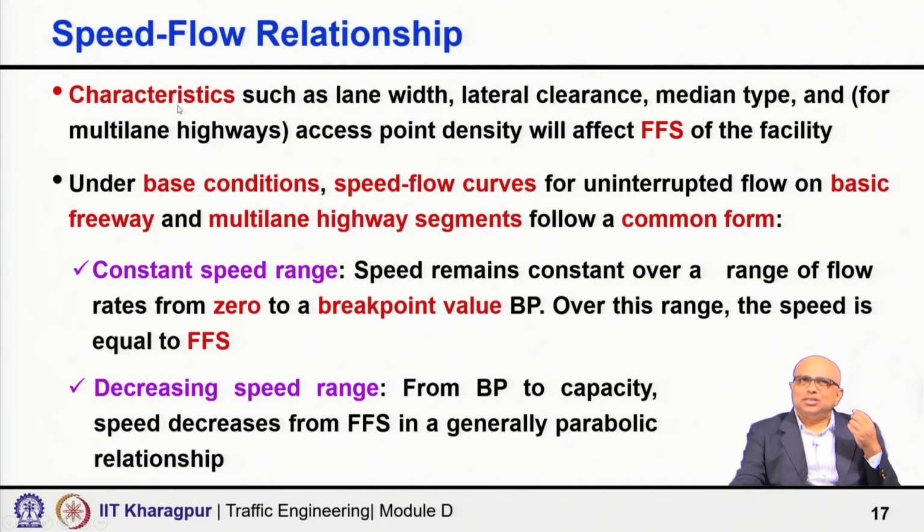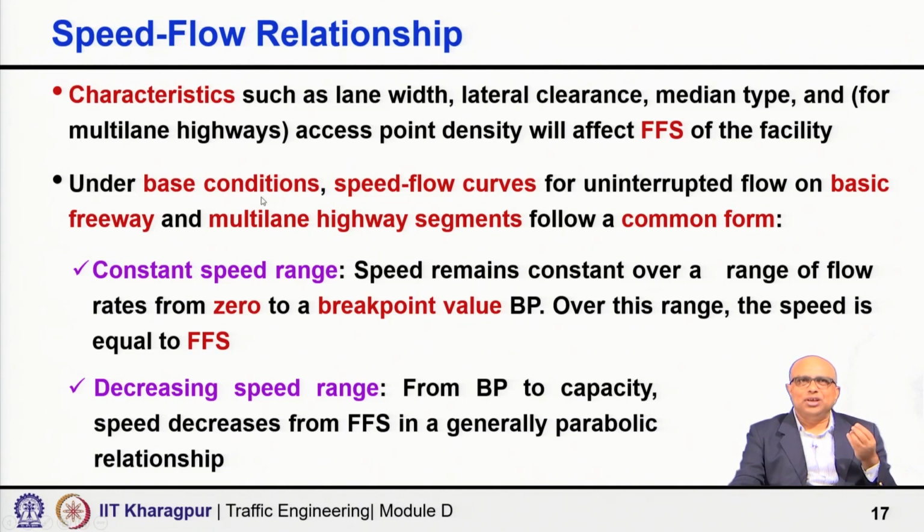Now, continuing the discussion to speed-flow relationship, characteristics such as lane width, lateral clearance, median type, and for multi-lane highway, access point density. This access point density will not come into picture for freeway, because there is no uncontrolled access. So, it will be there only for the multi-lane highway. All this will affect the free flow speed of the facility.